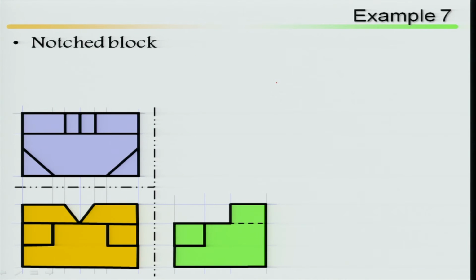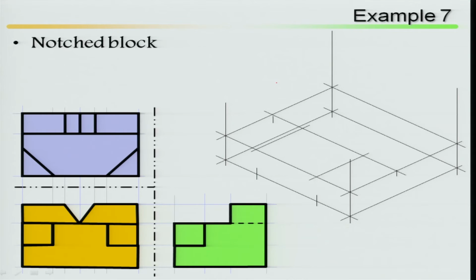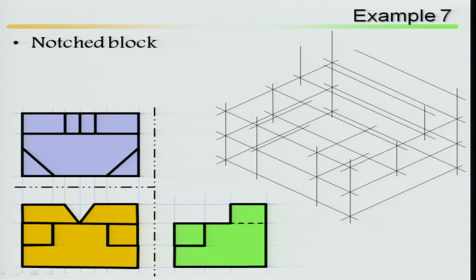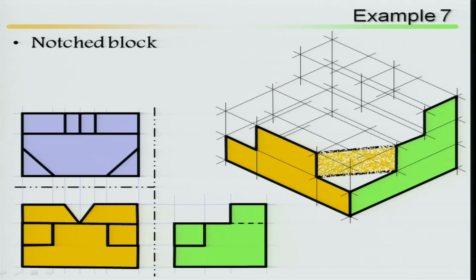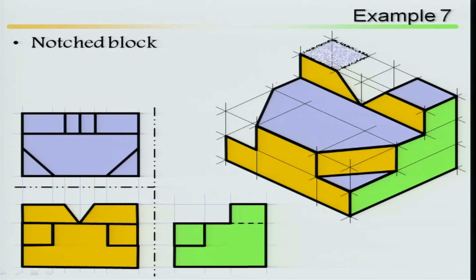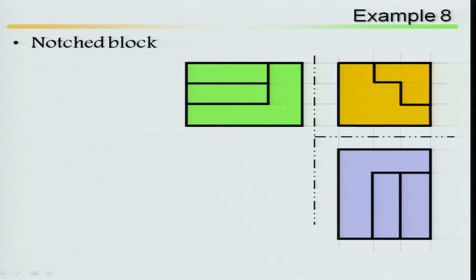Example 7, notched block. In the notched block, if you look at the front view, there is a notch like this. From the top view again there is a notch, and the side view is there. Looking at this, you can draw it by means of the box method or the offset method. Here it has been drawn by means of the offset method. This is your object, the notched block.